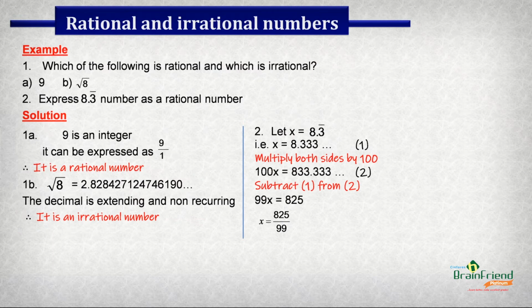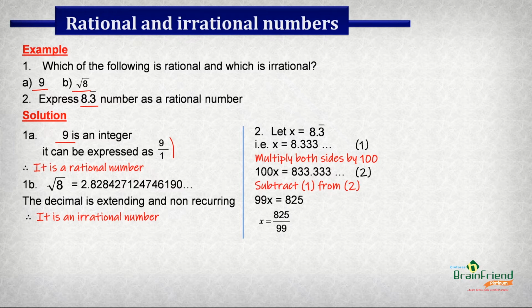Let's look at an example. Which of the following is rational and which is irrational? We have 9 and root 8. Example 2 says express 8.3 bar as a rational number. First, we need to find out if 9 is a rational number. Now, the number 9 is an integer, so it can be expressed as 9 over 1. Therefore, we can say it is a rational number.